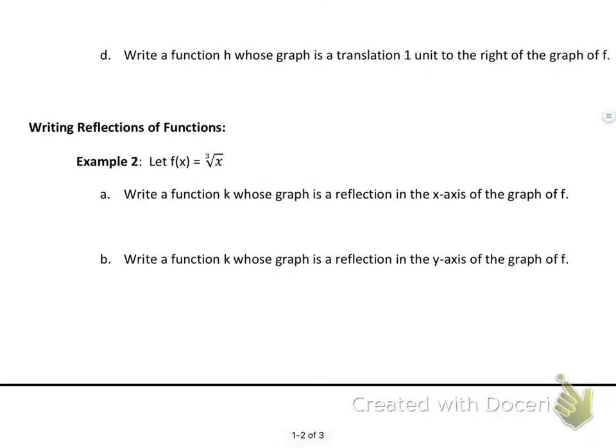Reflections. Remember, reflections are negative, right? It's just a negative multiplied to the front. Now the question is, does it go inside or outside? Well, if it's in the x-axis, that means it's a vertical change because it's going from top to bottom, which means it goes outside. So it's just the negative, in this case, cube root of x, because that's what's right here. For the other one, it would be the cube root of negative x.